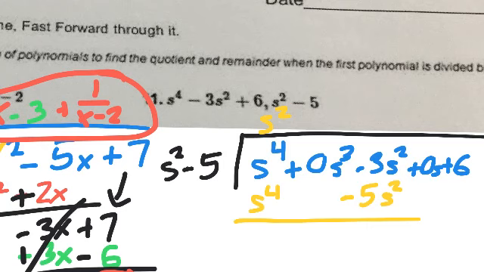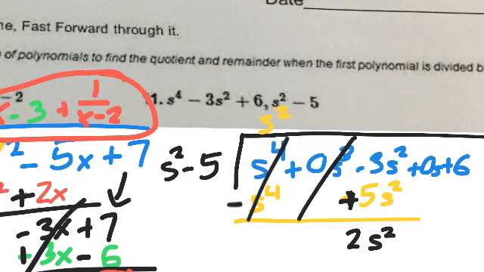Okay, so then we have to subtract, so that means we change the sign of everything. So s to the fourth minus s to the fourth is 0. 0s to the third, well, it has nothing to combine it with, so we can just leave it alone as well. Negative 3s squared plus 5s squared is 2s squared. And then we bring down everything else that we have, plus 0s plus 6.